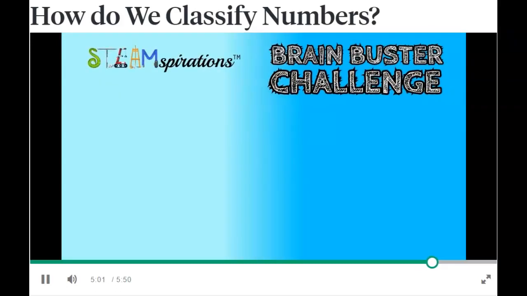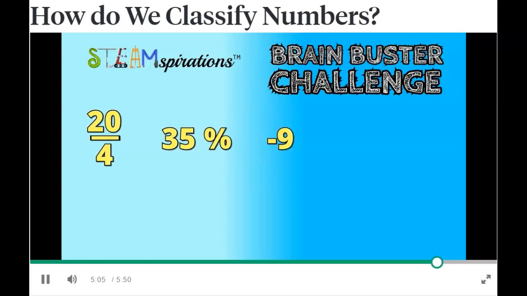Here's your challenge for this video. How would you classify 20 over 4, 35%, -9, +3, and the number 1,000, applying what we learned today about natural, whole, integers, and rational numbers? So go ahead and pause the video to solve the problem and post your answer as a comment so I can get back to you.